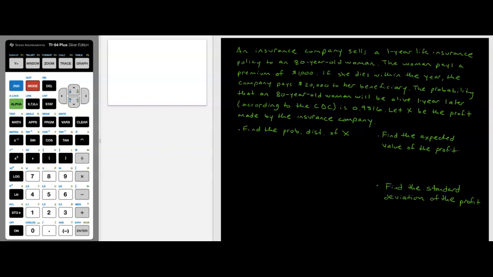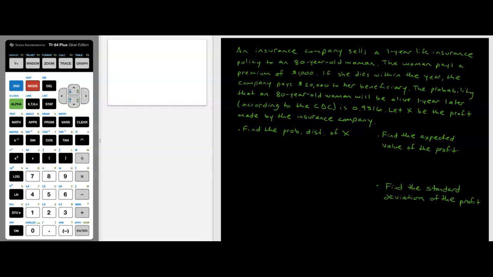Okay, here's an example that puts everything together. The whole concept of probability distributions of discrete random variables, as well as means and variances and standard deviations of those random variables as well. So this says an insurance company sells a 1-year life insurance policy to an 80-year-old woman. The woman pays a premium of $1,000. If she dies within the year, the company pays $20,000 to her beneficiary.